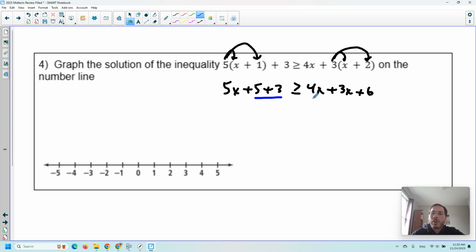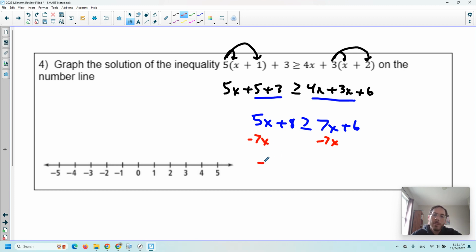So here there's some like terms. Here's some x's that we can combine. So 5x plus 8 is greater than or equal to 7x plus 6. Now, when I do inequalities, I like to put the x's all the way on the left side. So I'm actually going to do minus 7x on both sides. You may choose to do it a little bit differently, but for me, I like to put them all on the left side. So negative 2x plus 8 is greater than or equal to 6.